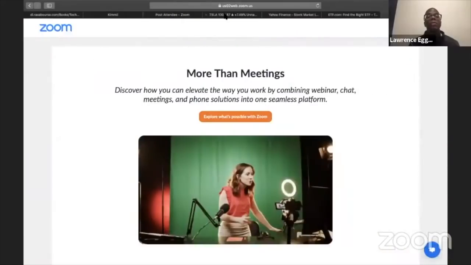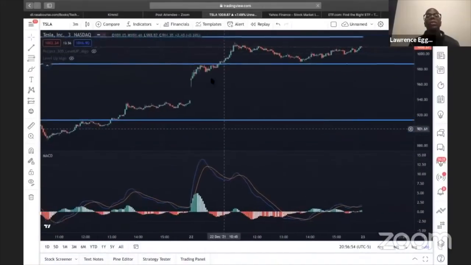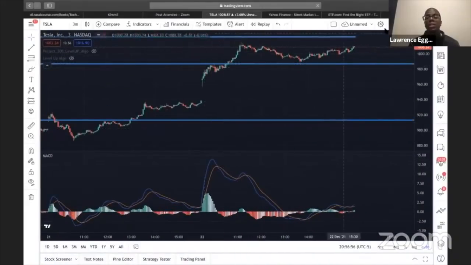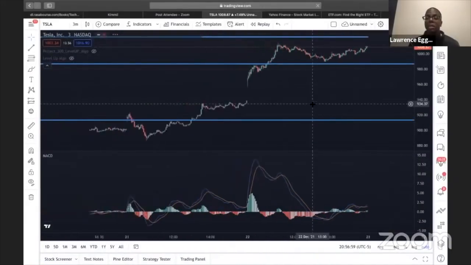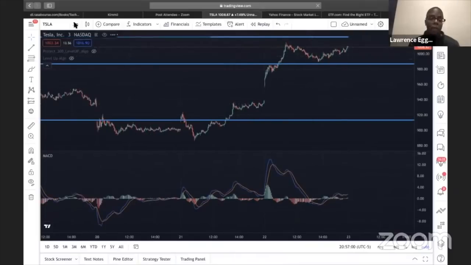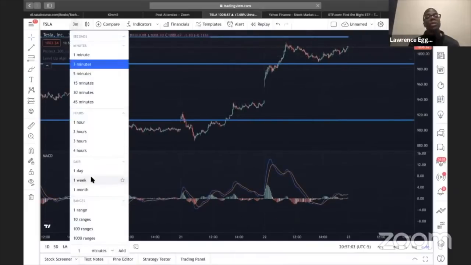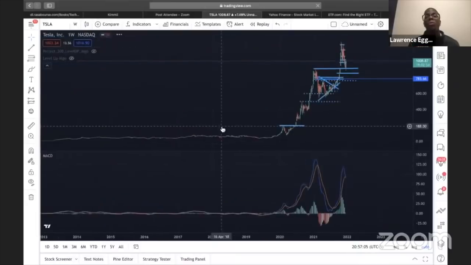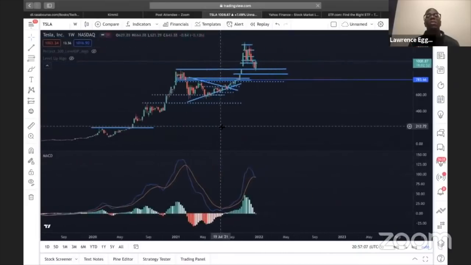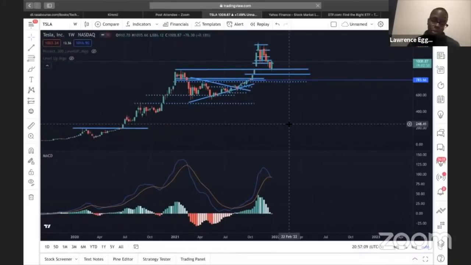So we have TradingView here. Obviously I was looking at Tesla today. Big time shout out to Tesla. It rallied back over 1,000. TradingView is a trading platform for all those that are new. It's a technical trading platform that you can actually use to plot and do your charts.